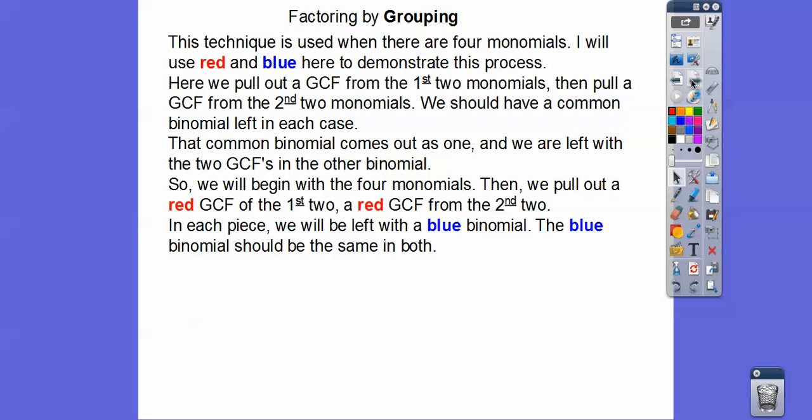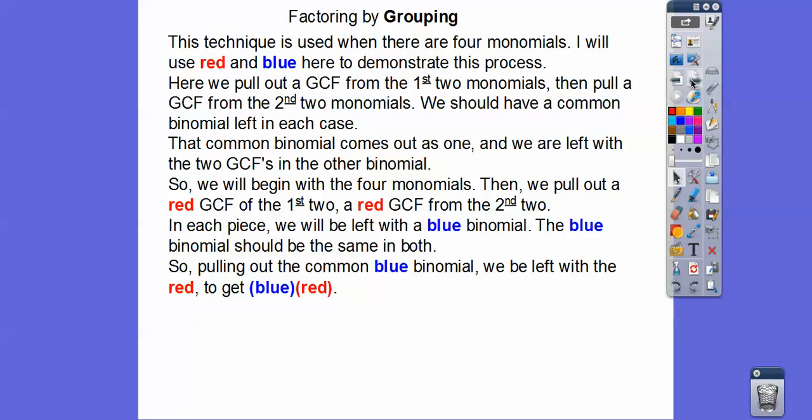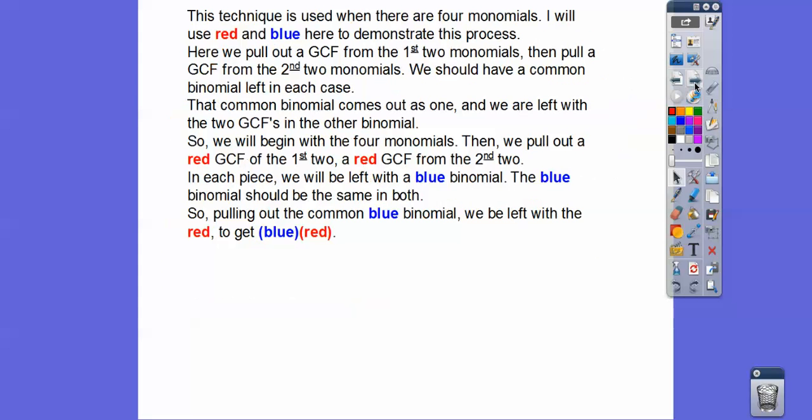Well, check this out. We'll pull the red GCF out of the first 2, and a red, usually different GCF out of the second 2. Sometimes it's not, but usually it is. And then you're going to be left with a common blue binomial. And then that blue binomial gets pulled out as 1, and you'll be left with the blue stuff times the red stuff. And I know you're still thinking, what?